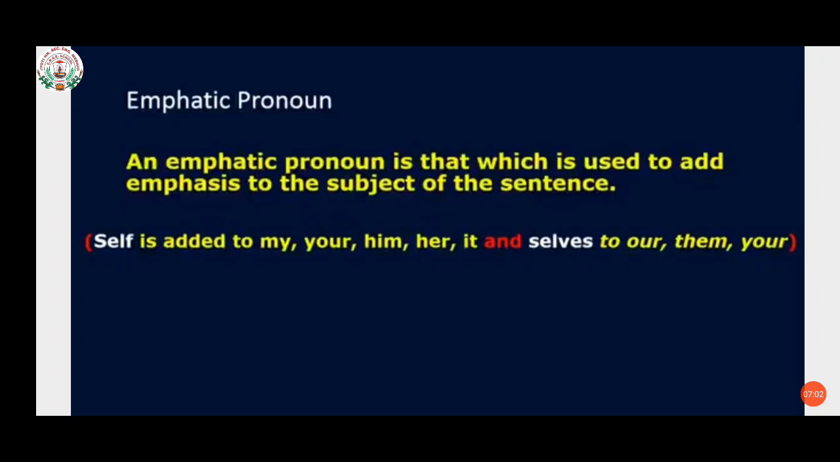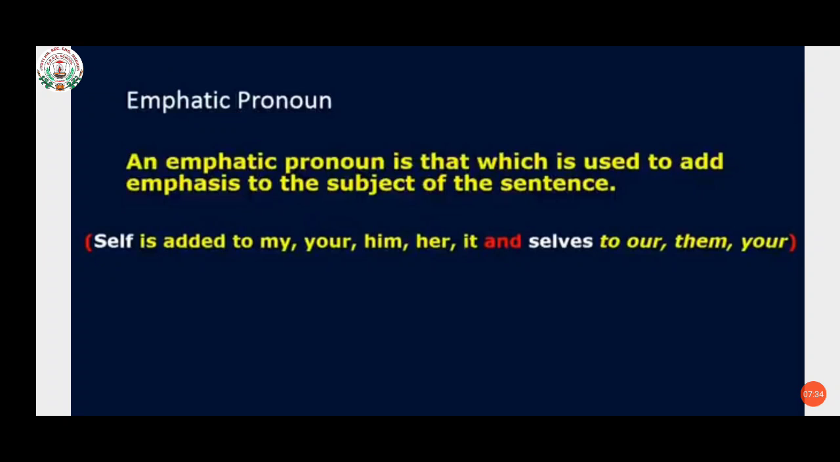Third is an emphatic pronoun. What is an emphatic pronoun? An emphatic pronoun is that which is used to add emphasis to the subject of the sentence. Now here also self and selves are given. Self is for what?